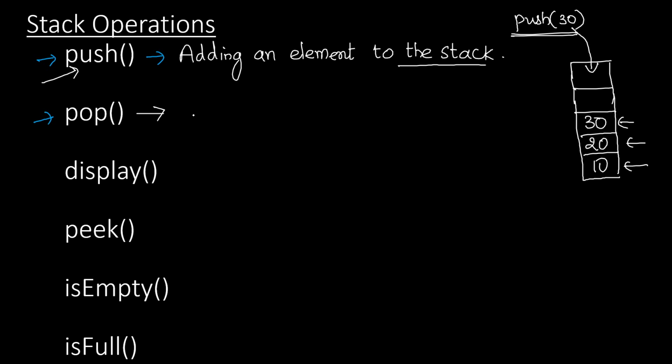And next one is the pop operation. Very simple. Deleting an element from the stack is called a pop operation. For example, if we have three elements in the stack and you want to delete, which element will be deleted? Yes, 30 will be deleted because 30 is on the top. The topmost element will be deleted.